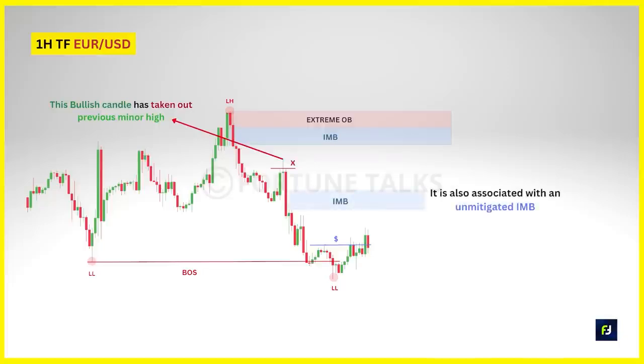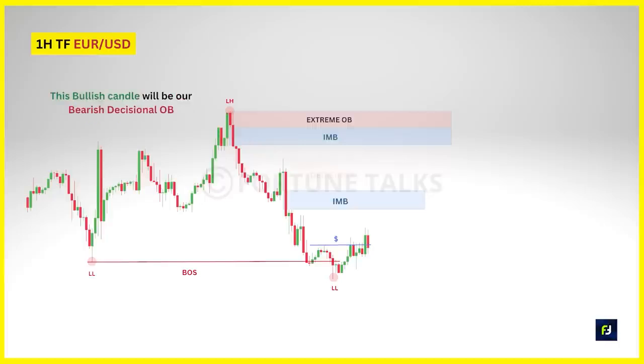It is also associated with an imbalance which is unmitigated. So this green candle can be our second order block. We can mark its highs and lows, so it becomes our decisional order block. We can also mark the order flow for additional filtering. We can find that the order flow is also unmitigated. But keep in mind that the extreme order block has a higher probability of success than the decisional order block.